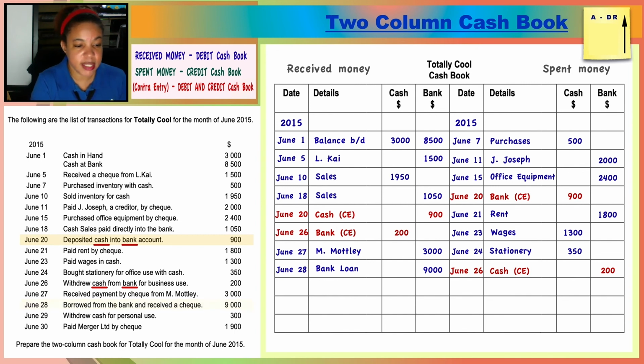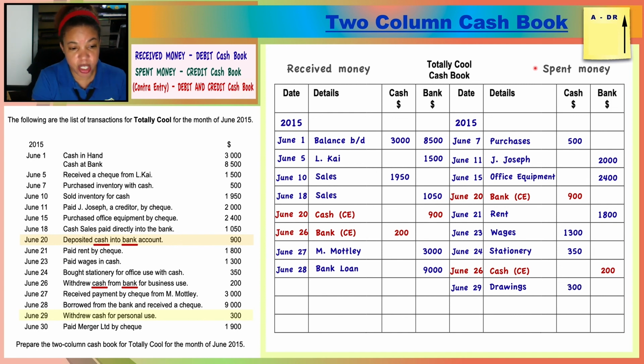Then you have June 29th, withdrew cash for personal use. Once you see personal use, that is drawings. And drawings is a decrease in the business money. Remember, when the owner takes money for his private business, the cash book is not dealing with his private business. The cash book is dealing with the business. Okay, so once it is personal or private, that is drawings, and that is always on the credit side because the business is losing that money. So you will go on the credit side, you have 29th of June, drawings is the account.